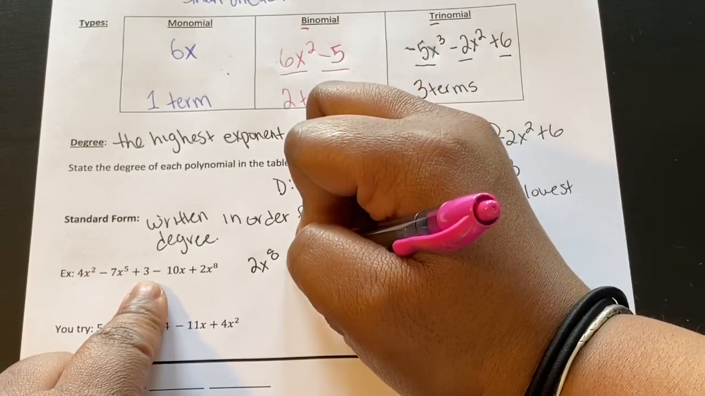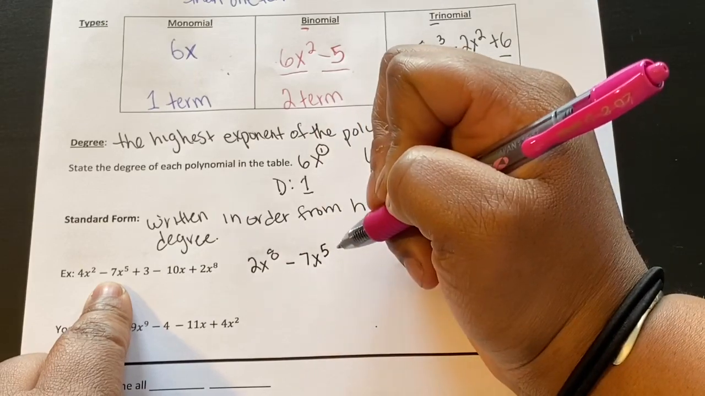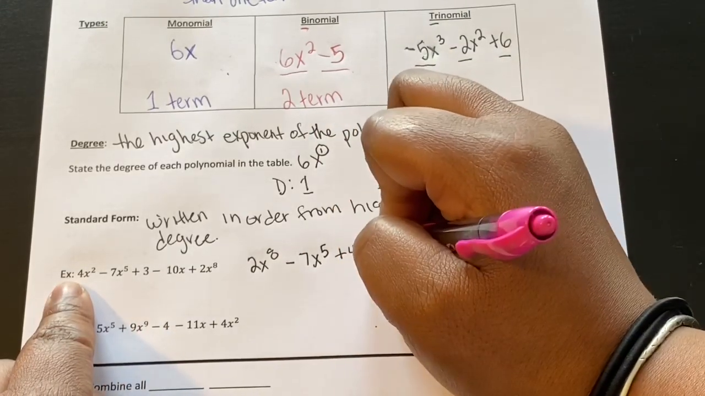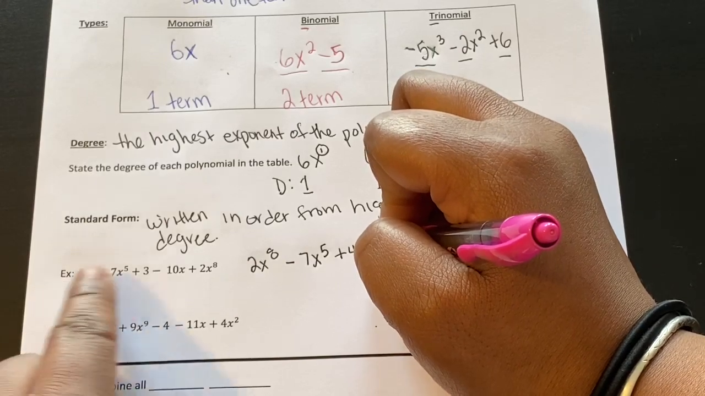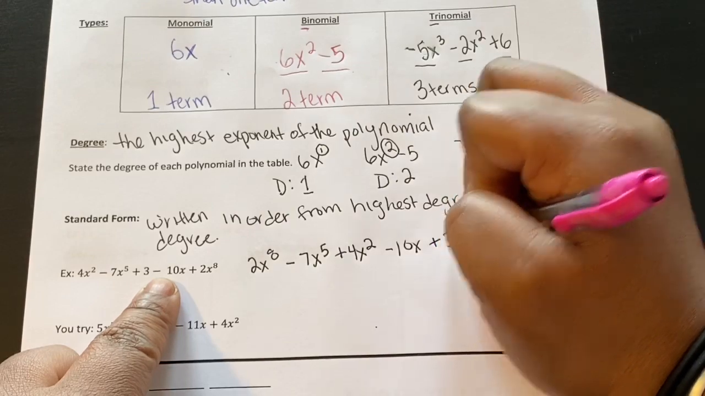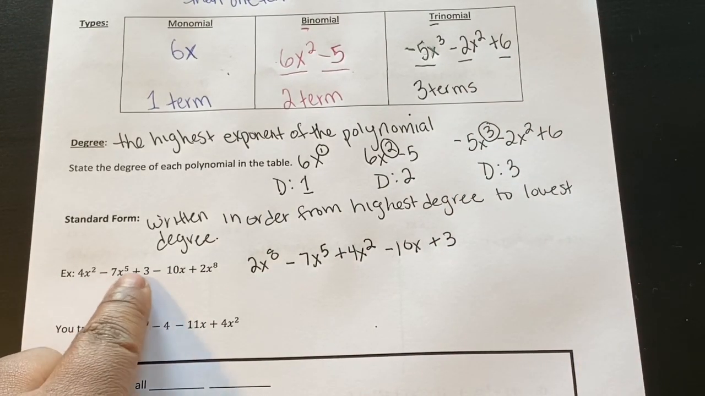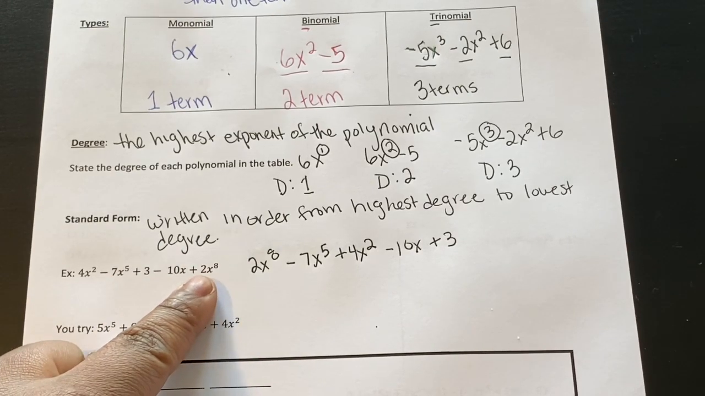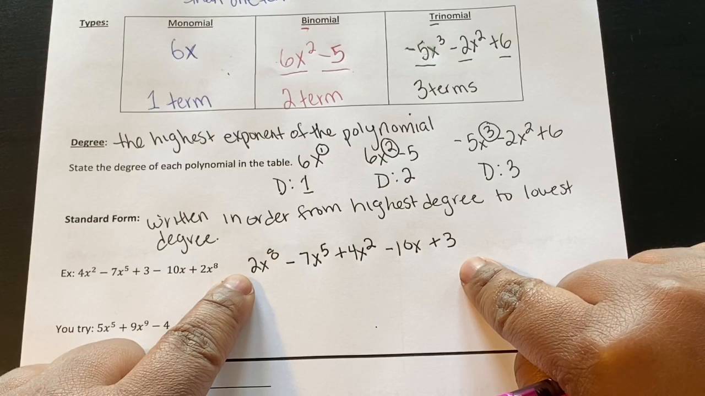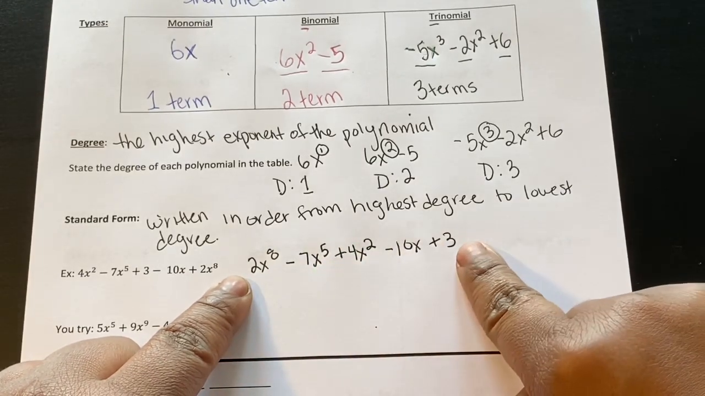Next highest degree is negative 7x to the 5th. Then it's positive 4x squared. Then it's negative 10x, and then it's plus 3. The original had 1, 2, 3, 4, 5 terms. I must make sure that my standard form polynomial has the same amount of terms. 1, 2, 3, 4, 5.